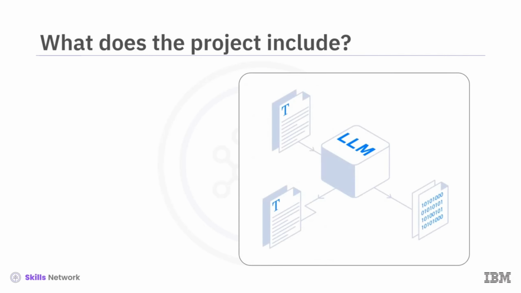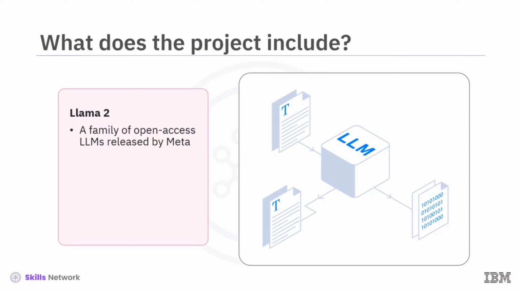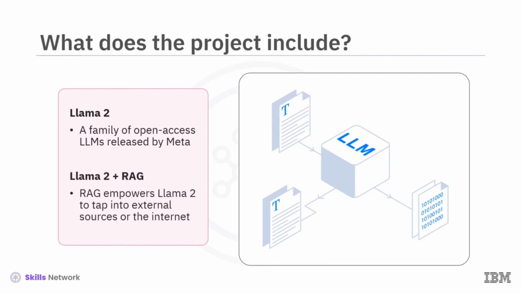To build the chatbot in the project, you will work on a Llama 2 LLM. Llama 2 is a family of open-access LLMs released by Meta. It processes natural language, understands user inputs, and generates text-based responses. In the project, the use of Llama 2 is supported by the Retrieval Augmentation Generation, or RAG technique. RAG will enable Llama 2 to access and leverage information from external sources or the internet. This combination will make the chatbot smarter at giving more accurate and relevant answers.